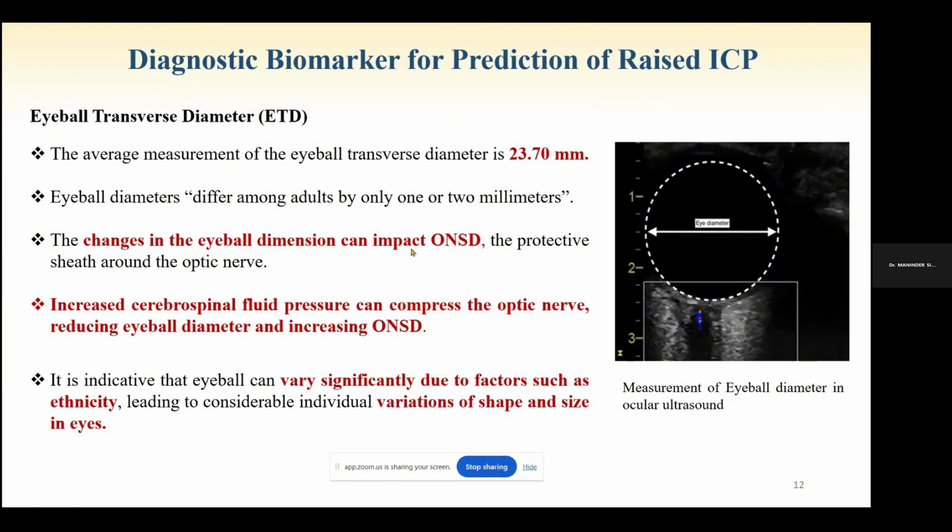So what I said is that the eyeball transverse diameter is very important, and it plays an important role in accounting for ethnicity among patients. When you see patients from different groups, like Chinese or Japanese people, their eyes are similarly different, and their eyeballs sometimes have different sizes. So to go through that variation, this eyeball transverse diameter is a very important biomarker.